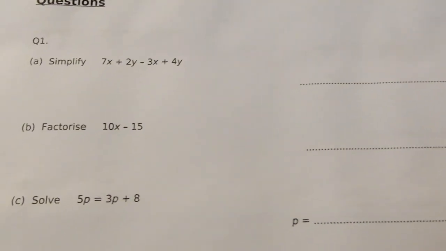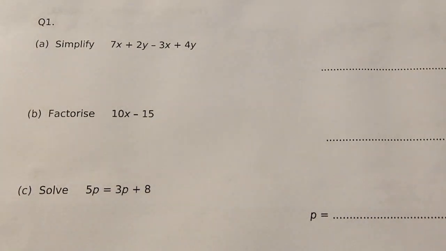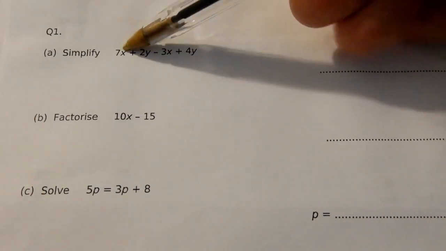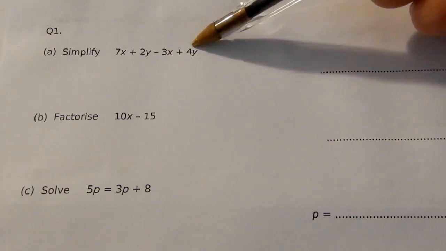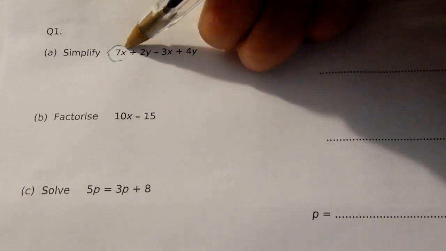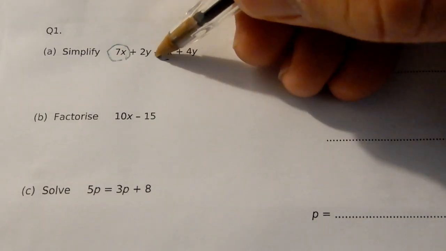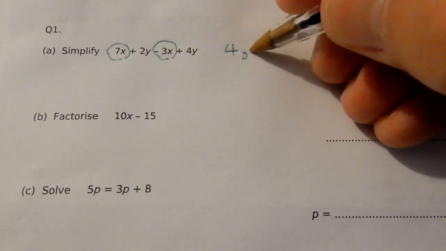Year 9 maths test. Starting with the easy ones. Well, easier. 7 eggs plus 2 yogurts, take away 3 eggs plus 4 yogurts. Hold on. So, okay, we've got to add 7 eggs and then take away 3 eggs. So that's going to be 4 eggs.